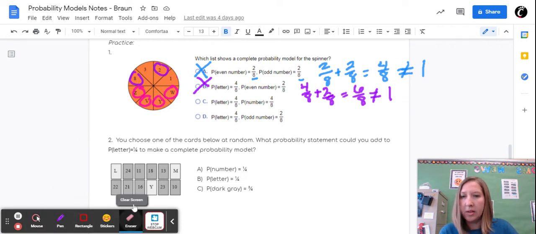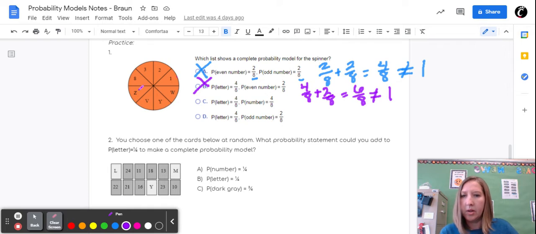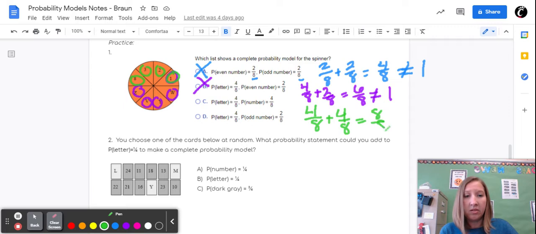All right, so let's take a look at C. We are now looking at the probability of a letter, right? I've got my letters down here, which is 4/8, and the probability of a number. I've got my numbers up here, and I have 4 numbers. So now I have 4/8 for my probability for my letters, and 4/8 for my probability for my numbers. And if I add 4/8 plus 4/8, I get 8/8, which does equal 1. So that is going to give us a complete probability model.